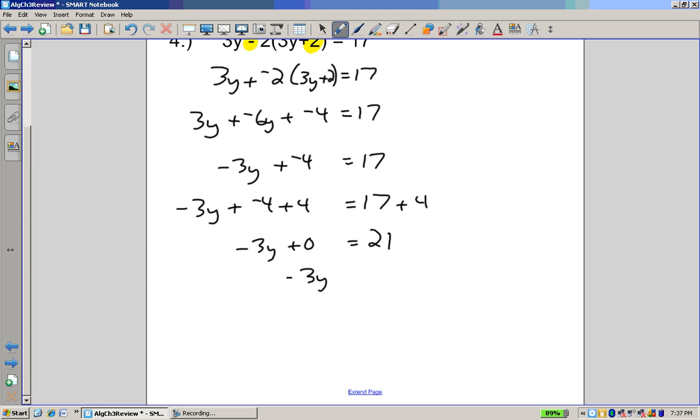And so negative 3y equals 21. First addition or subtraction, then multiply, divide, and we're trying to get, notice when we're dealing with addition, we're trying to get the additive identity, trying to get the 0. Now we're trying to get the multiplicative identity, trying to get a 1. So negative 3 divided by negative 3 is 1. And here we go, y equals negative 7.